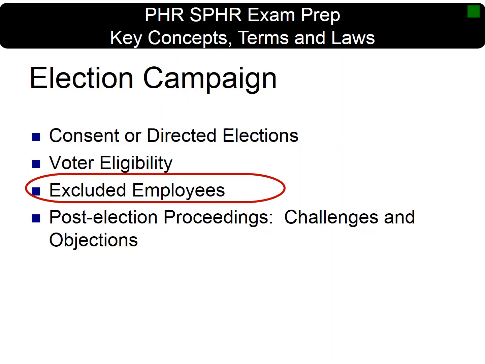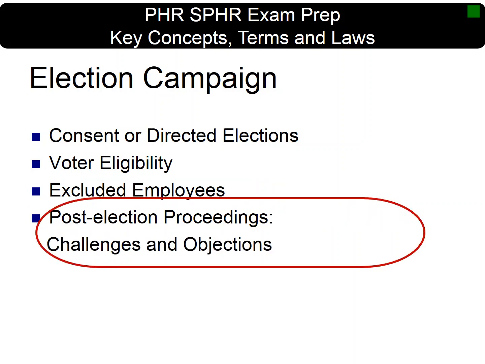Employees who are excluded from coverage of the Wagner Act include managers who create or implement policy, independent contractors, employees who work for employers who are not covered by the Act, confidential employees who assist management in negotiations, agricultural laborers, domestic servants, individuals employed by parents or spouses, students, and supervisors who exercise independent authority and judgment.